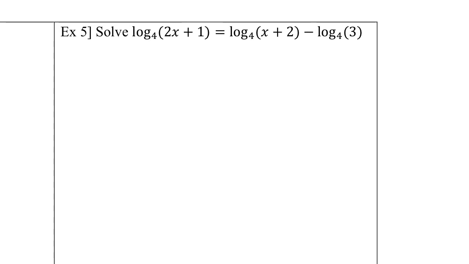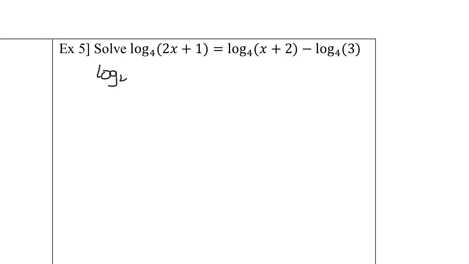Example 5. Solve log base 4 of 2x plus 1 equals log base 4 of x plus 2 minus log base 4 of 3. So step 1 is getting everything down into a single log on both sides. So my left-hand side of the equation is ready to go. There's only one log. That one is perfectly fine. On the right, however, I have 2 logs. So I need to use my properties of logarithms to condense this down into 1.